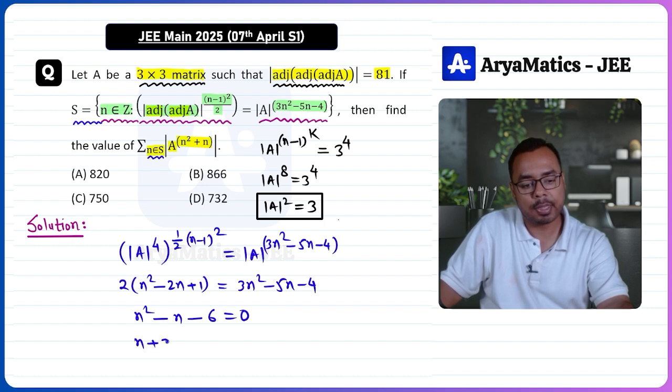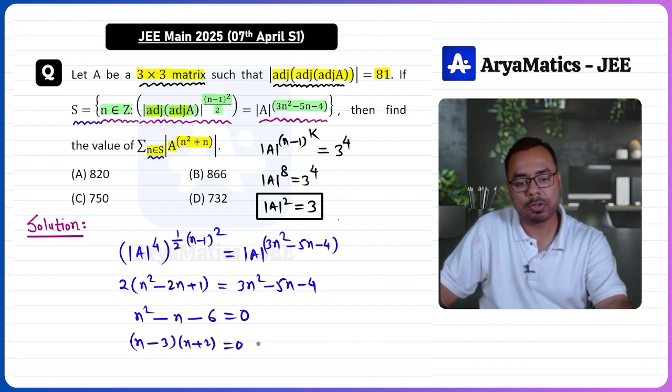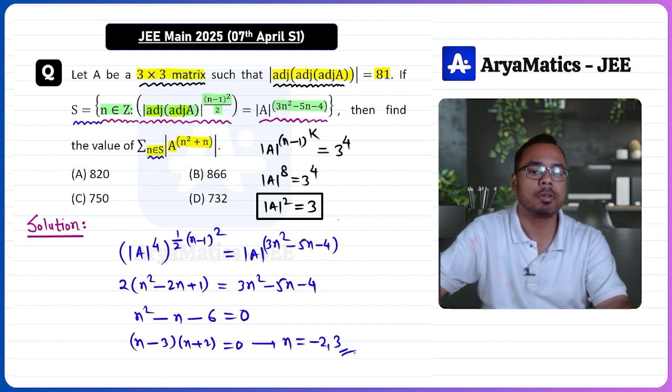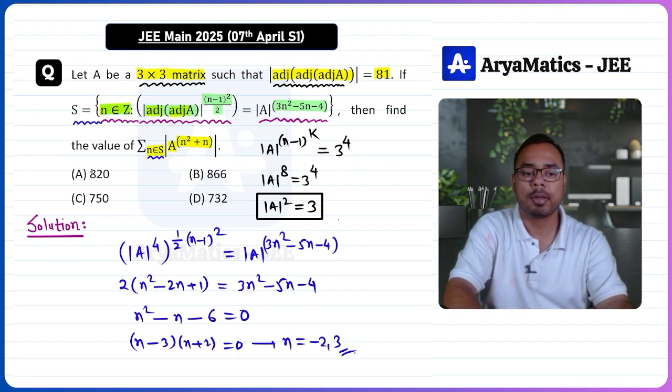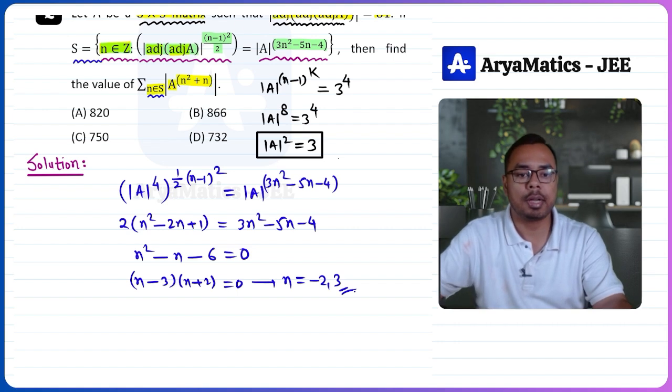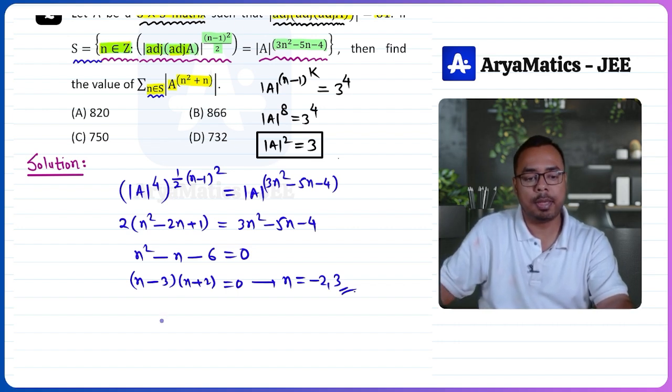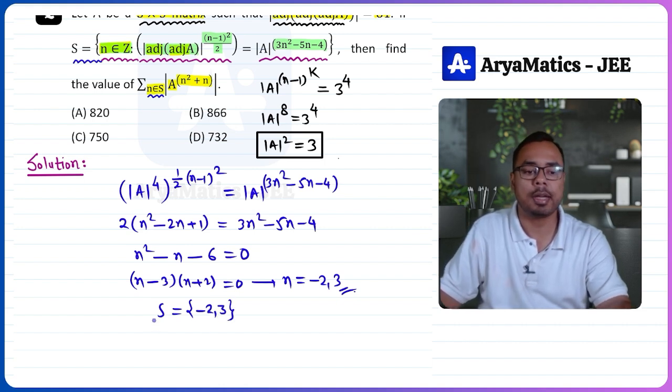From here clearly you can see that the factors will be (n minus 3) and (n plus 2). And if this is 0, from here we are going to get two different values of n. We'll get n as minus 2 and plus 3, and both of these are integers, right? So now we are in a position to write the set S. S will be the set of these two elements. In set S, we have minus 2 and plus 3, right? This is our set S.